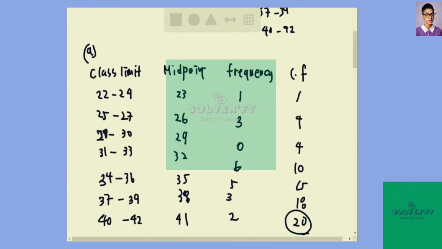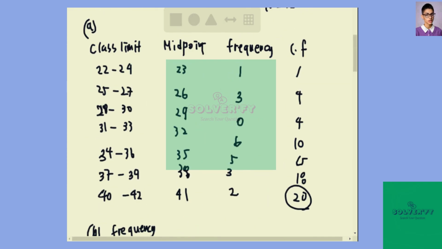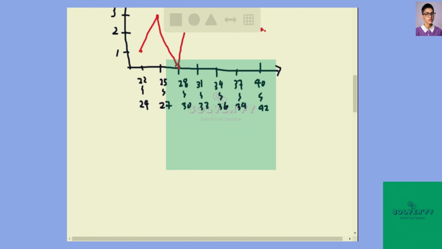For C, we're going to be using the class limits and CF columns especially. By the way, the points here should be replaced by the midpoints. Instead of the range, you can place all these points at 23 and all these midpoints.